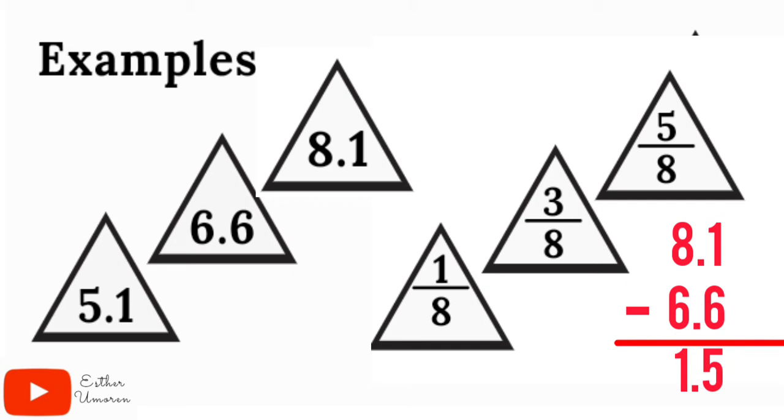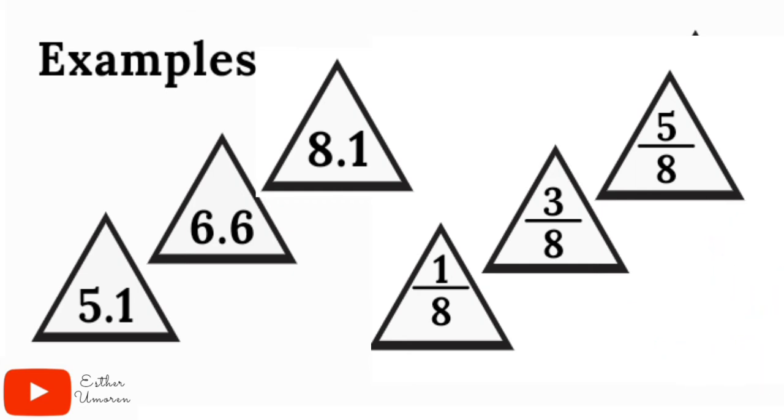And the answer is 1.5 also. So looking at this example, we can see that 1.5 was added to the smallest number to get the number in the next triangle, and that was also added to the number in the middle triangle to get the number up there. So the pattern here is simply addition, when moving from the triangle at the lowest position to the triangle at the highest position.